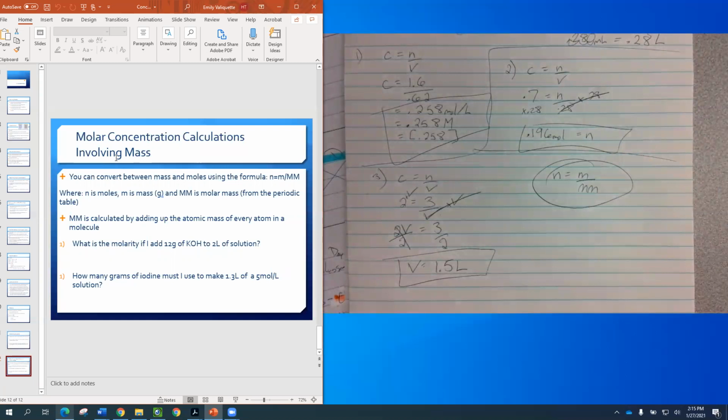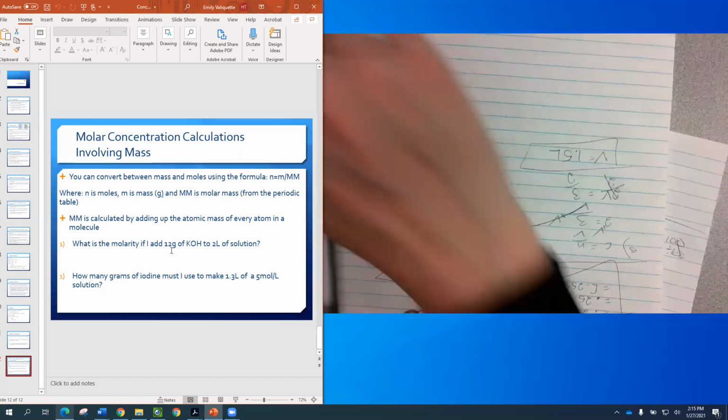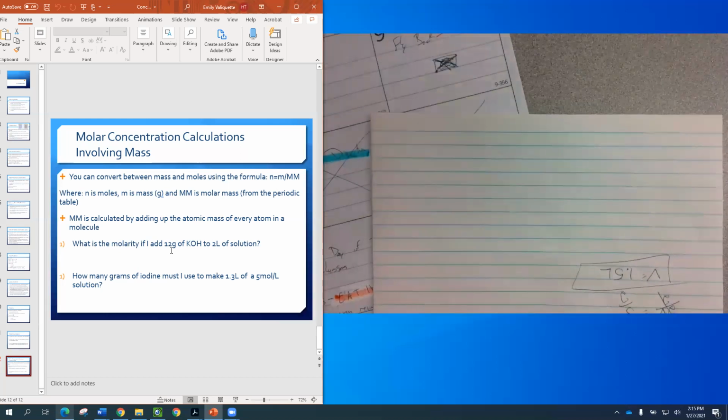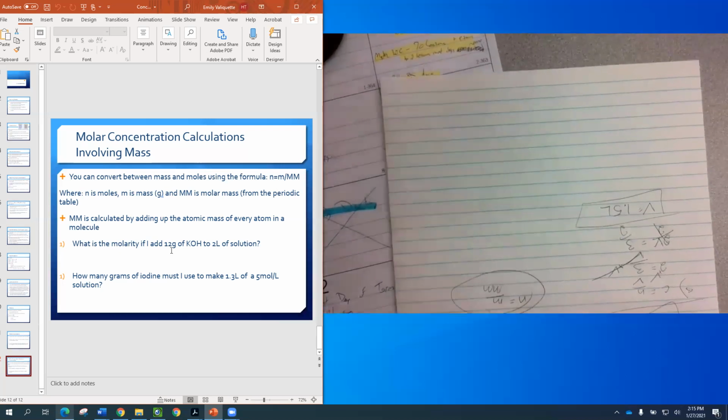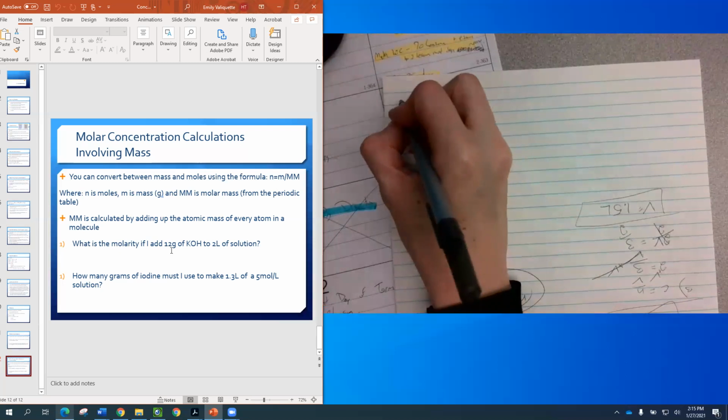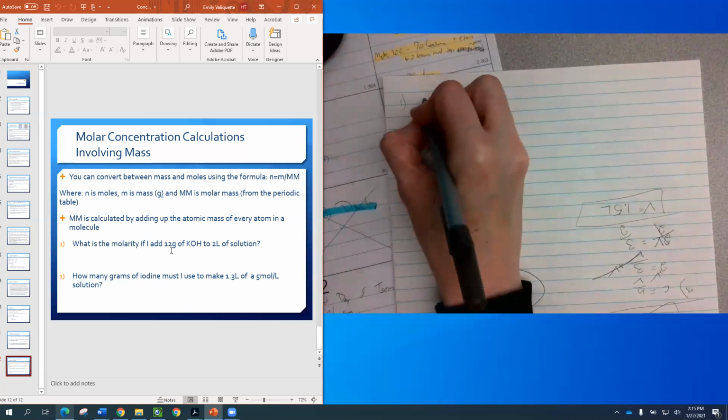So for these next two questions, we're going to be using our C equals N over V formula along with our moles equals mass over molar mass formula. Remember, mass does have to be in grams, and your molar mass you get right off your periodic table. So let's go through the first example here together.